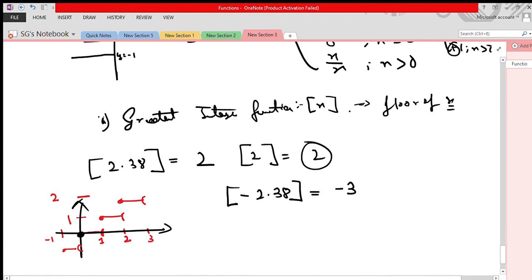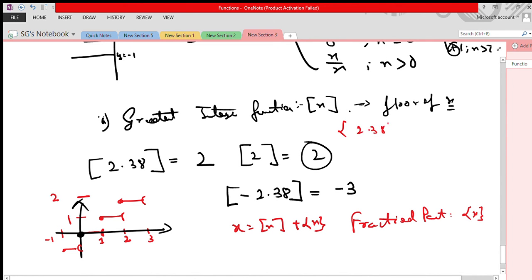In a similar way, you have something called the least integer function. You have something called the fractional part function. The fractional part function is given as curly brackets {x}, and any number is basically the summation of the greatest integer function plus the fractional part function. The fractional part function of 2.38 will be nothing but 0.38. Clear? The decimal portion, nothing else. It gives you the decimal portion.